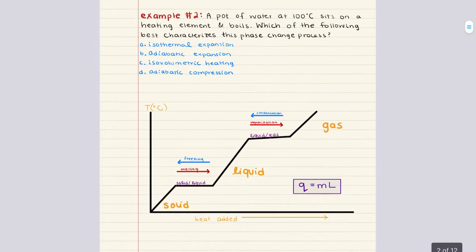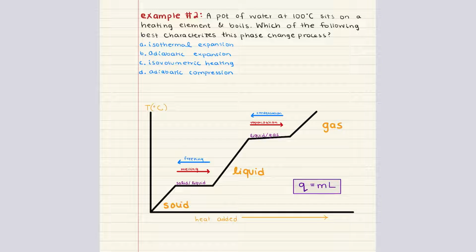Wonderful, let's move on to problem 2. Problem 2 says, a pot of water at 100 degrees Celsius sits on a heating element and boils. Which of the following best characterizes this phase change process?